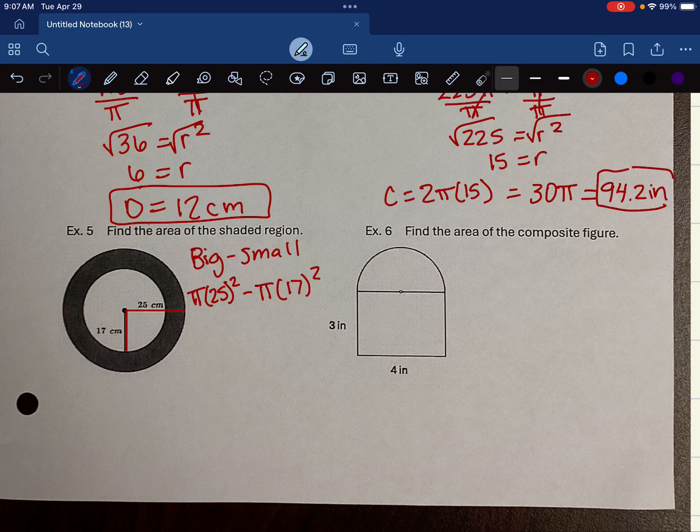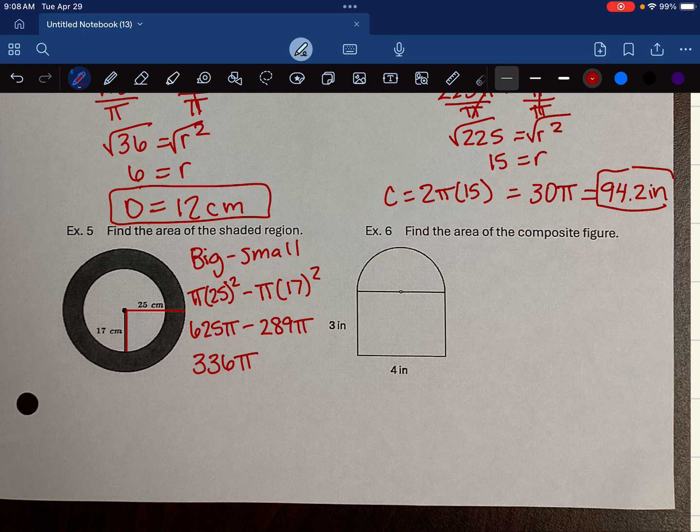Okay, somebody tell me what's 25 squared. 625. So I get 625 pi minus, what's 17 squared? 289. 289 pi. Now, anytime both terms have pi, it's kind of like a variable. You can subtract them and leave it there. So what's 625 pi minus 289 pi? 336. 336 pi, which is our exact answer.